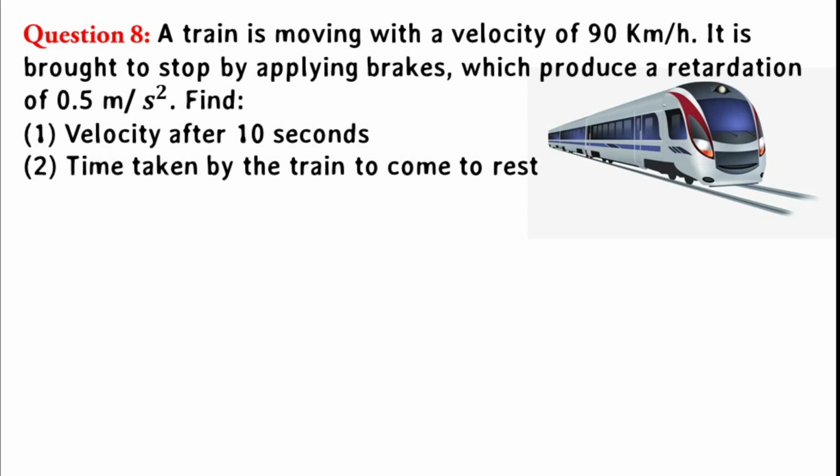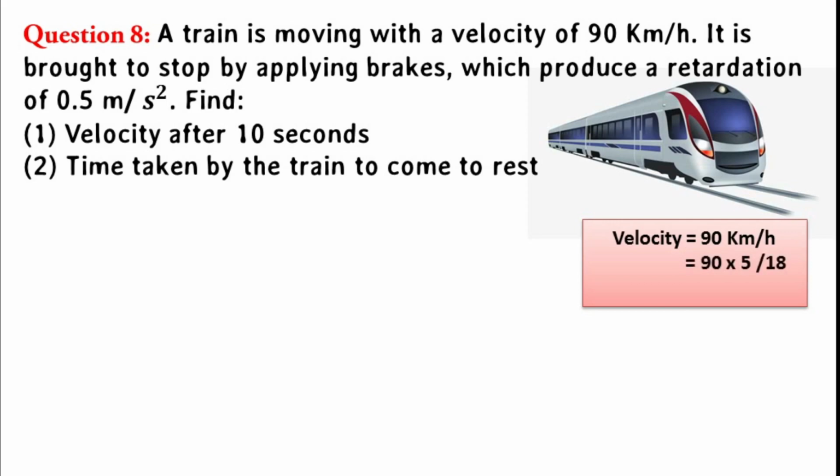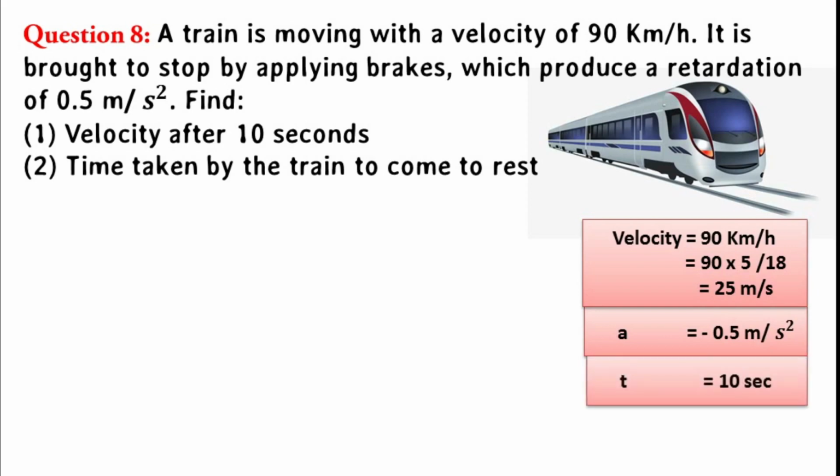First, let us do the first part. Number 1, velocity after 10 seconds. Let us write the given values. Initial velocity u is given as 90 km per hour. Let us convert kilometer per hour to meter per second. 90 multiplied by 5 by 18, which is equal to 25 meter per second. And acceleration is given as minus 0.5 meter per second square, negative as it is retardation. Time is equal to 10 seconds and find the velocity.